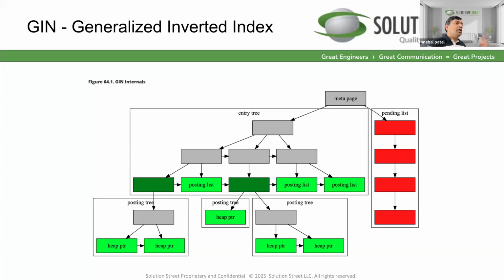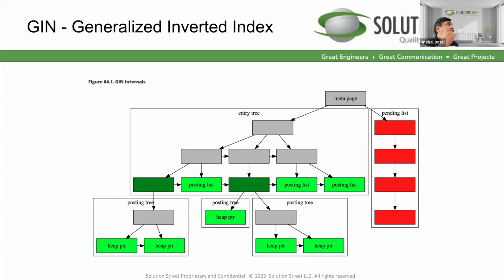Now, in case of GIN, you can imagine that since individual lexemes go to the index, basically a single document can contribute a large portion of the index. And that's why the update operation could be slow. And as a workaround, the pending list is introduced.